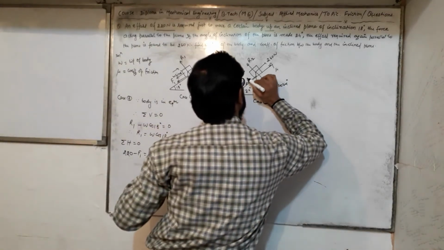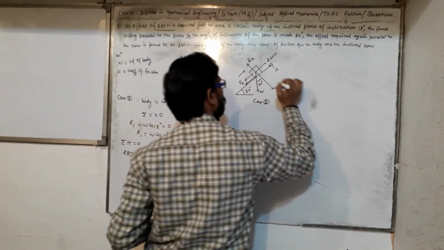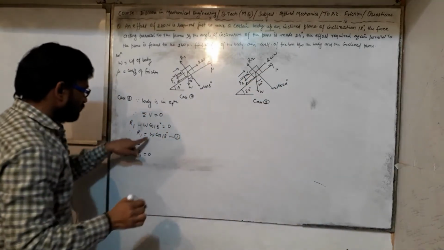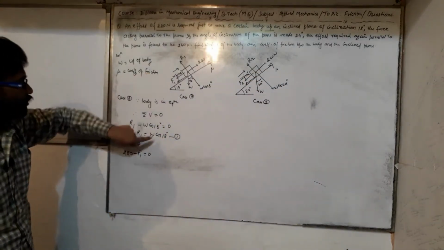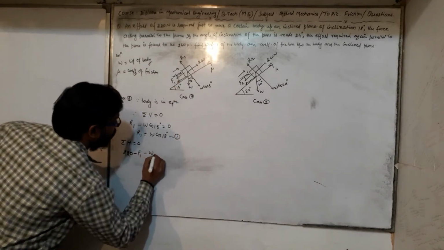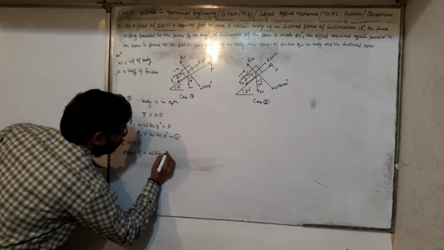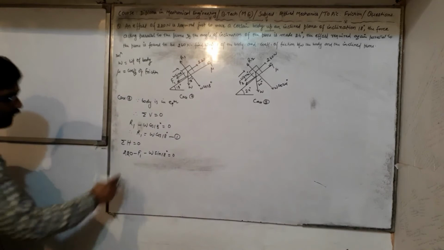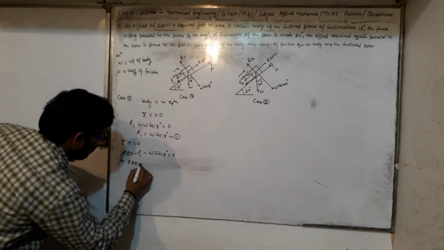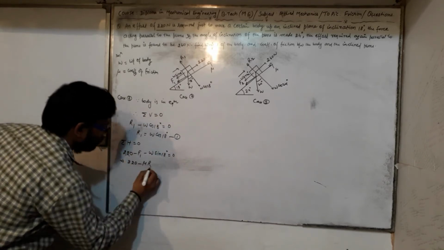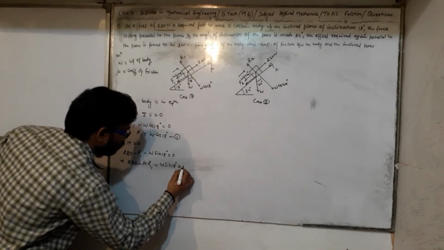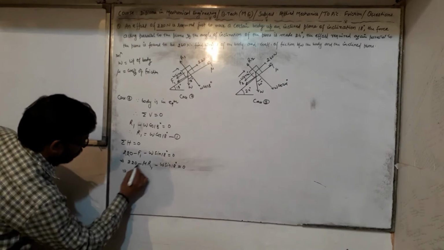Here also W cos 24 degree is acting in this direction, so W sin 24 degree. So we can say this component is not involved here. So we can say minus W sin 18 degree equals 0. So we can say 220 minus mu times normal reaction, mu times R1, minus W sin 18 degree equals 0.